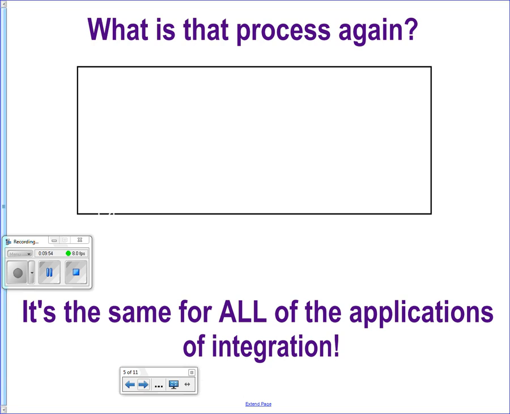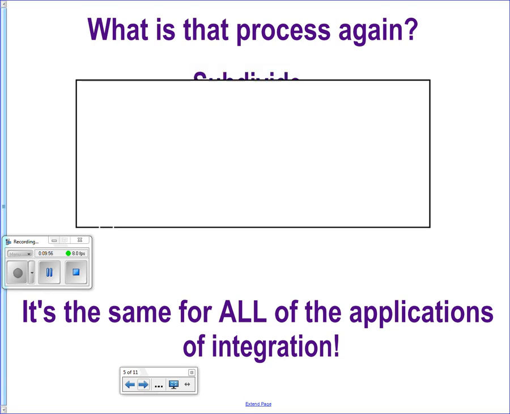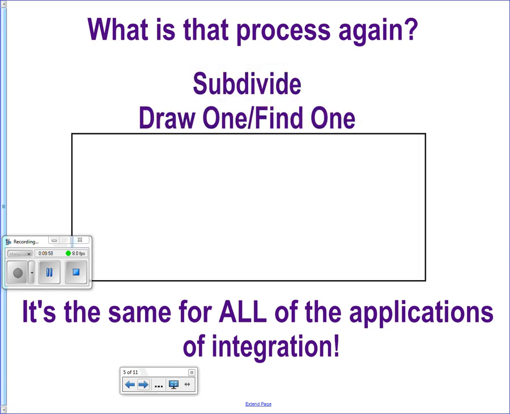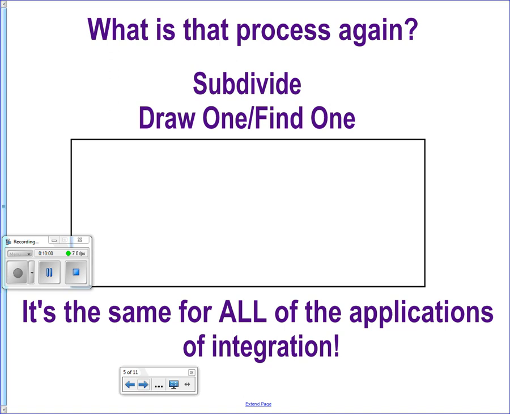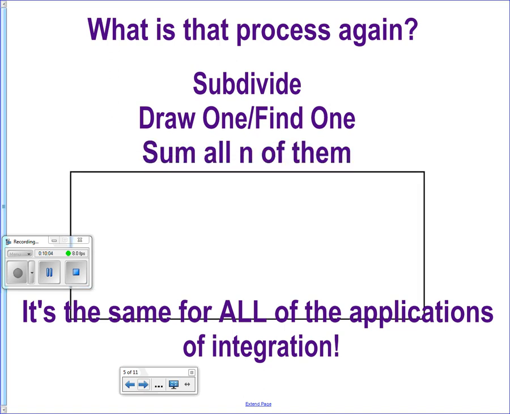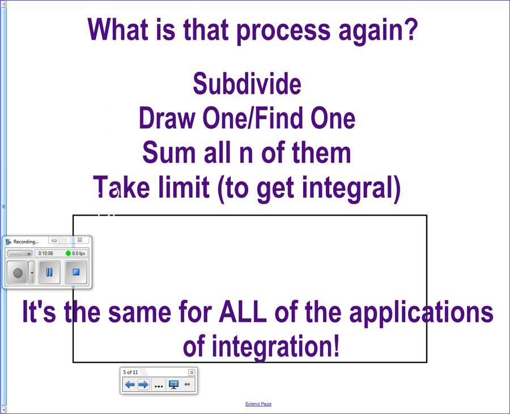So again, the process for integration in a shorter form: subdivide, draw one, and then find whatever it is you need about that one, sum up all of them, take the limit. It is the same as you'll see through all of our applications of integrals. So if you remember this four-step process, cut it up, draw one, and find what it is you need about it, be it the volume, the area, or the arc length, then add them all up and take the limit to get the integral.